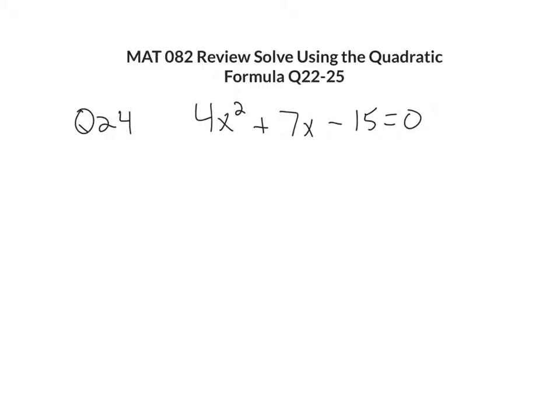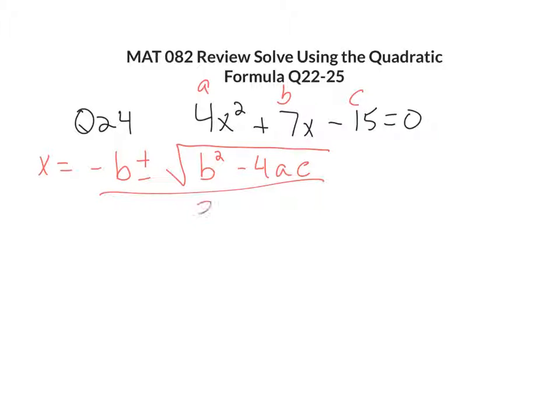All right, this time it is ready for the quadratic formula because everything is on one side. So this is A, B, and C. The quadratic formula is X equals negative B plus or minus the square root of B squared minus 4AC, all over 2A. So we're going to go ahead and start switching that out.